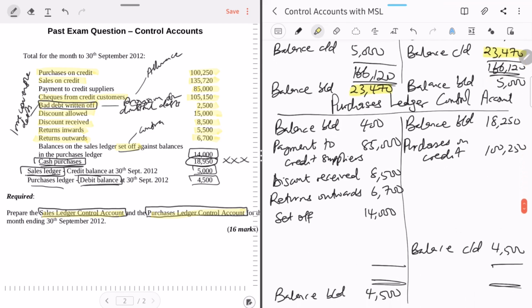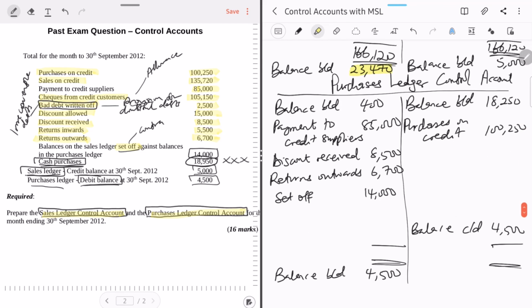All right, let's do same for the purchase ledger side. As usual, what do I do? I add the bigger side first. So I add my credit balances. So this is 500. So I add what? 18,250 plus 100,250 plus 4,500. That gives me 123,000. So I put 123,000 here. Also 123,000 here.